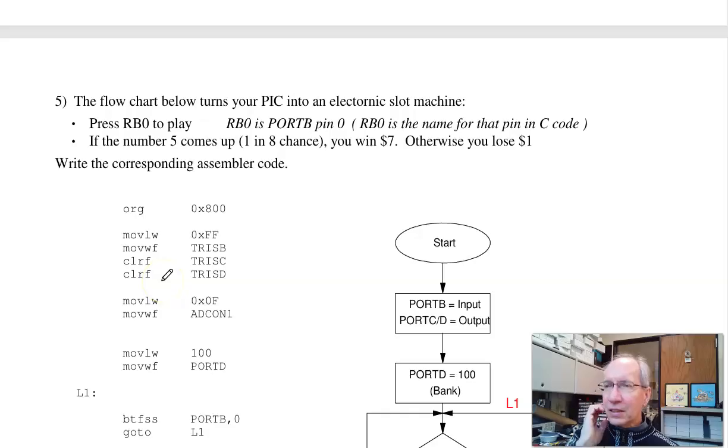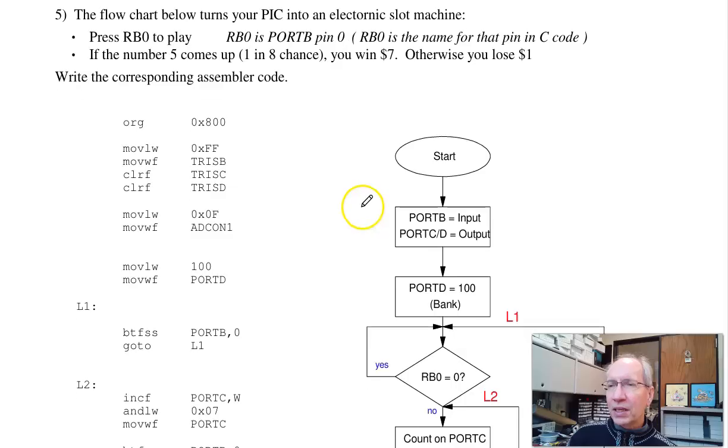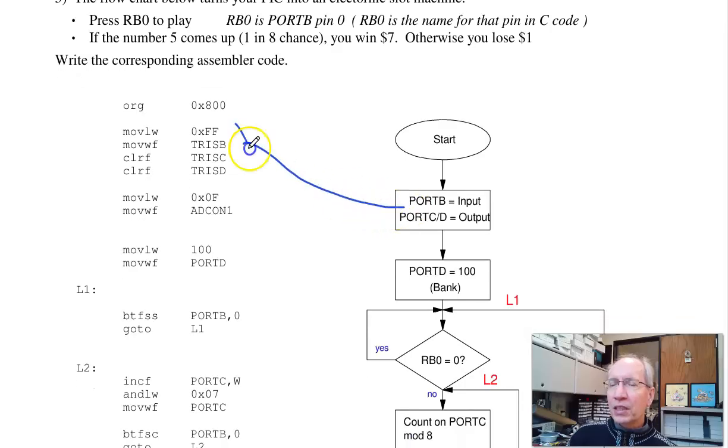Next is a slot machine. I'm going to count mod 8. If the number comes up 5, I win. So here's the code. Kind of goes block by block. To initialize port B to input, port C and D to output, that's the TRIS registers. 1 is input, 0 is output. So FF makes all pins on TRIS B 1, all pins on port B are input. Clear TRIS C makes all pins 0, all pins on port C are output, all pins on port D are output.